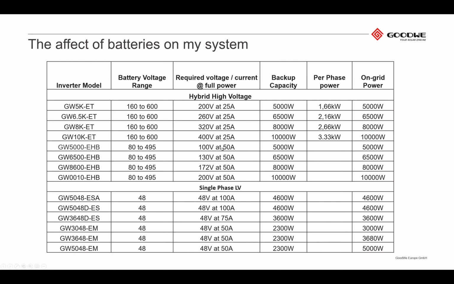If you're using a battery that can give you 50 amps, like one of the models of BYD, you simply require 100 volts to get 5 kilowatts and 200 volts for 10 kilowatts. So with the EHB and the higher current capacity, your battery bank can be slightly smaller to still give you your full peak capacity.